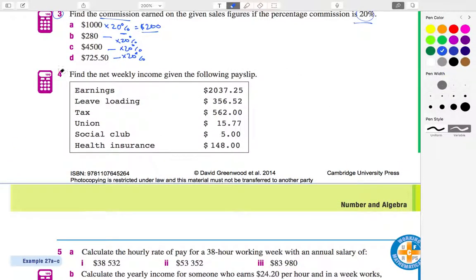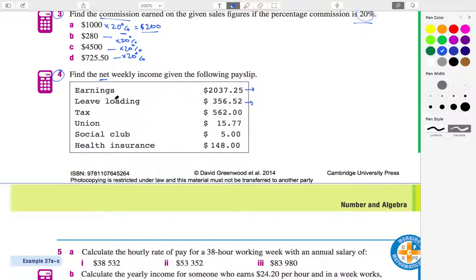So now looking at question 4. Find the net weekly income given the following payslip. So what do we have? We have earnings, all right? So earnings is looking at how much we actually get. We have leave loading, all right?